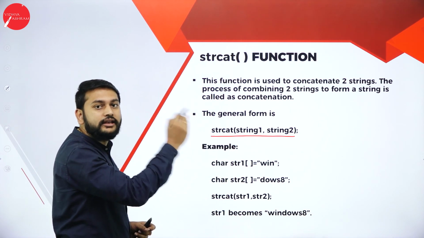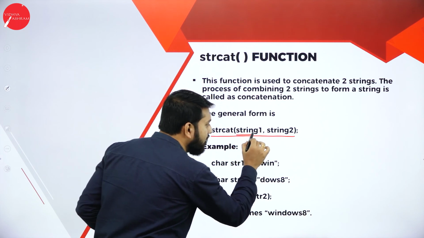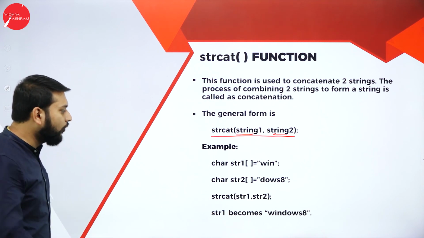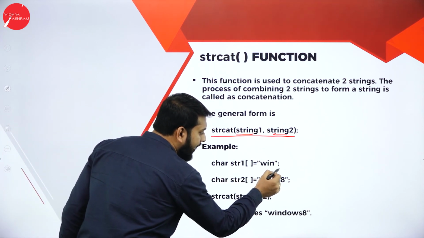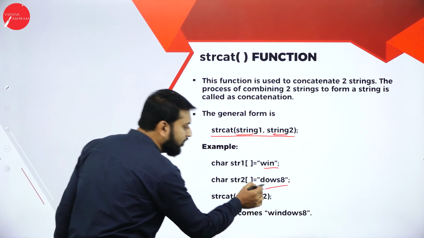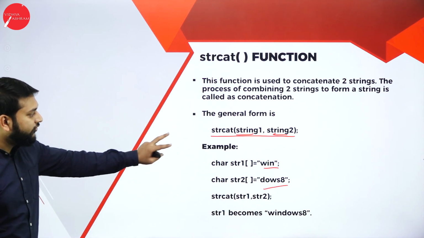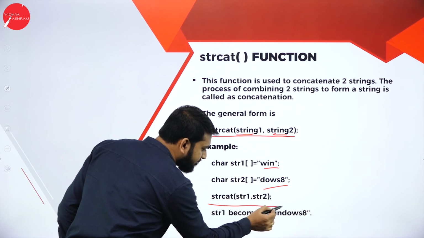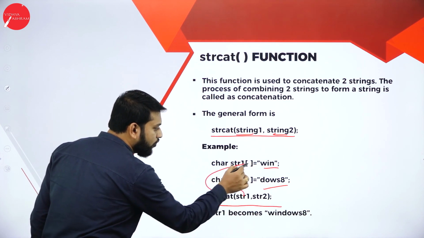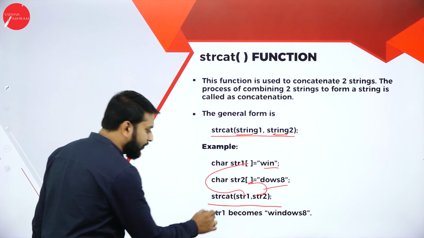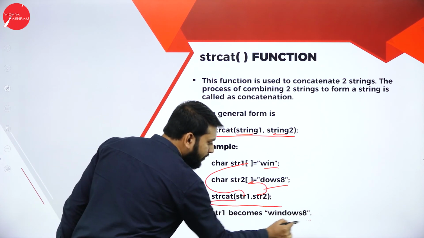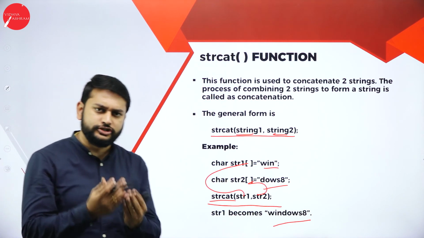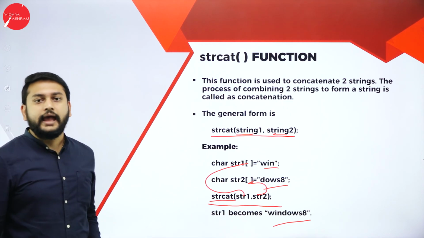strcat, we use strcat for string concatenation. String 1 and string 2, two parameters must be passed. How does it work? Say for example, in string 1 I have Win. In string 2 I have DOWS8. Suppose I perform the string concatenation operation for string 1 and 2, what will be my result? Please observe here, this is what I will give. This is string 1, this is string 2. So if I perform the string concat operation, my output will be Windows 8. This is what you need to remember. Addition of two strings is what I can call string concat.